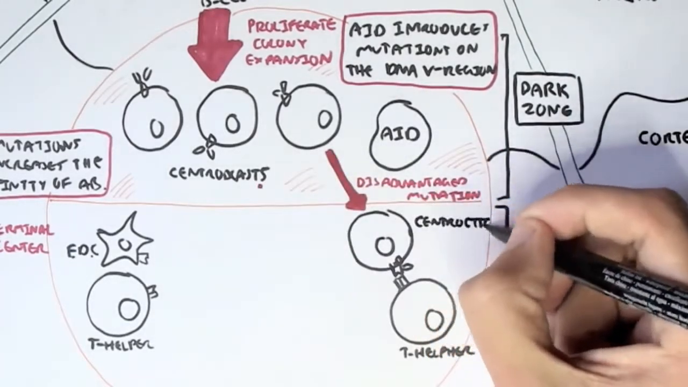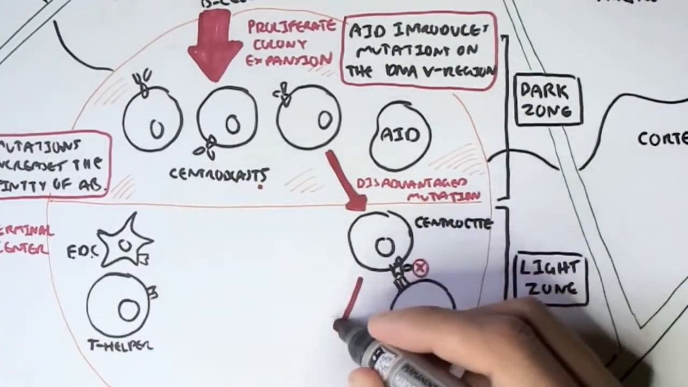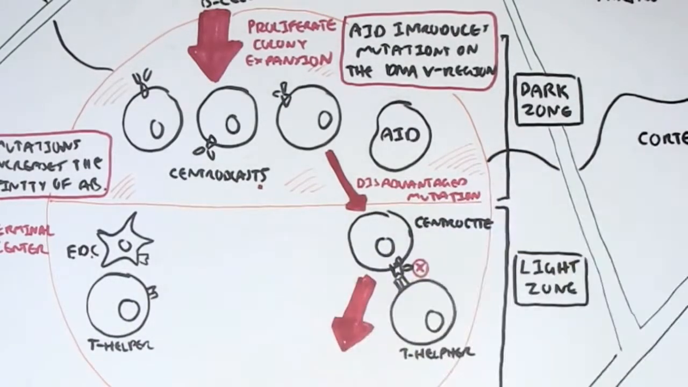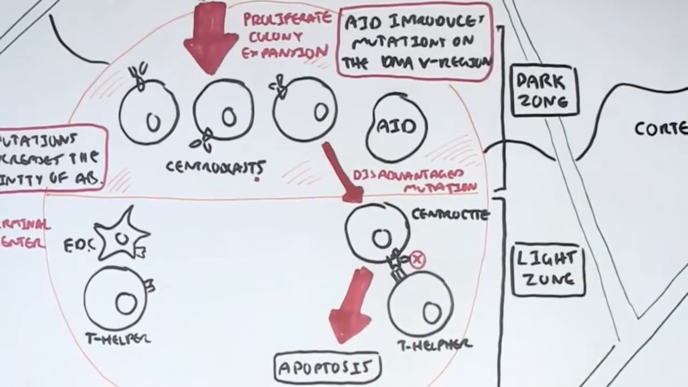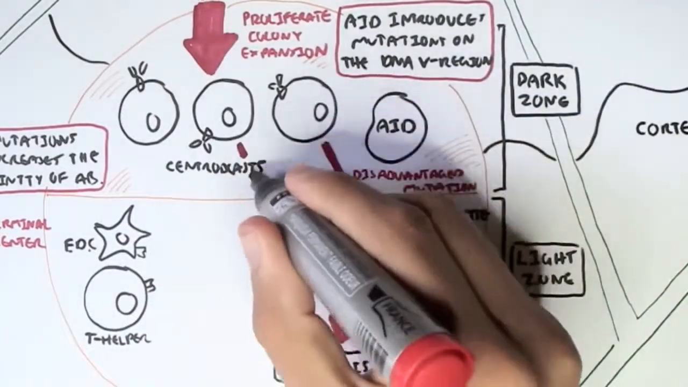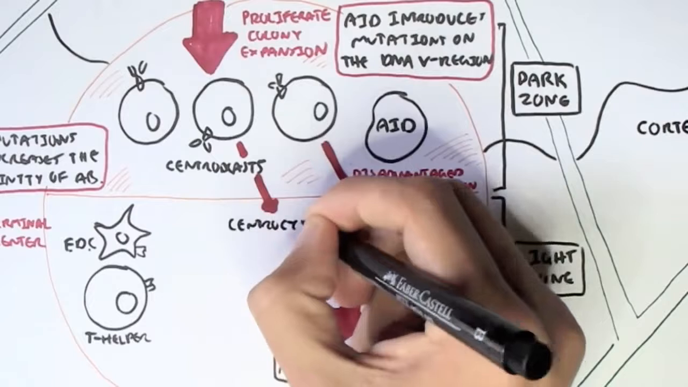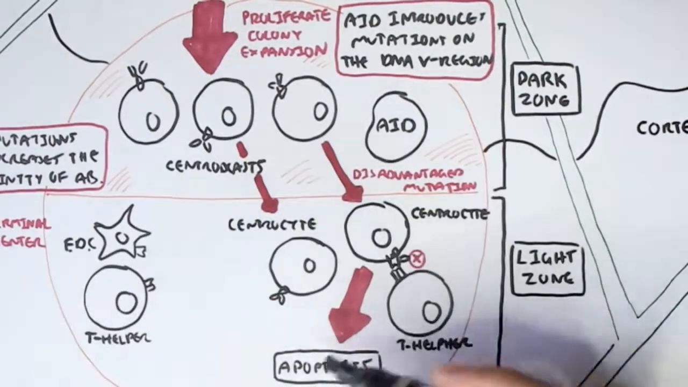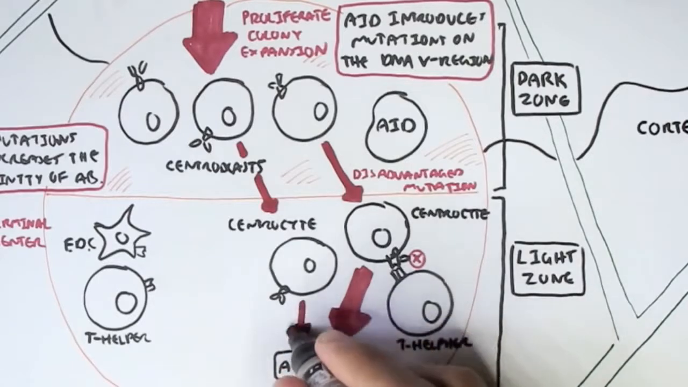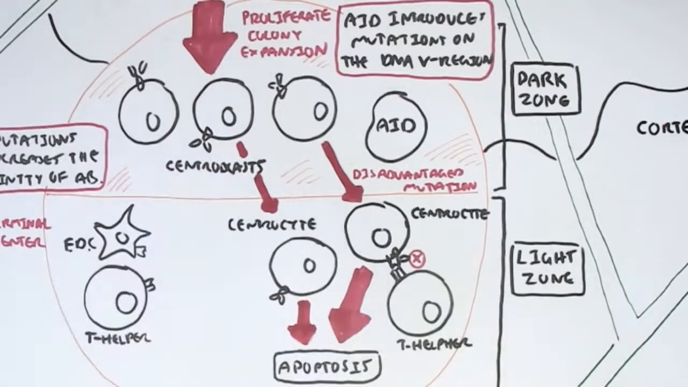And it cannot make contact with a T helper cell. The antibody of this particular centrocyte does not recognize the antigen presented by the T helper cell. And so it will get destroyed through self-destruction, through apoptosis. Similarly, this centroblast also had a disadvantageous mutation, and so is not needed by the body, because the antibody does not recognize the antigen. Its affinity decreased, and so it goes through apoptosis.